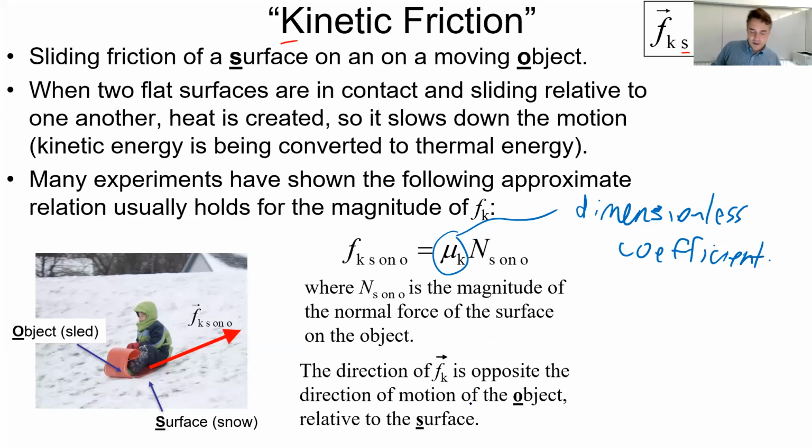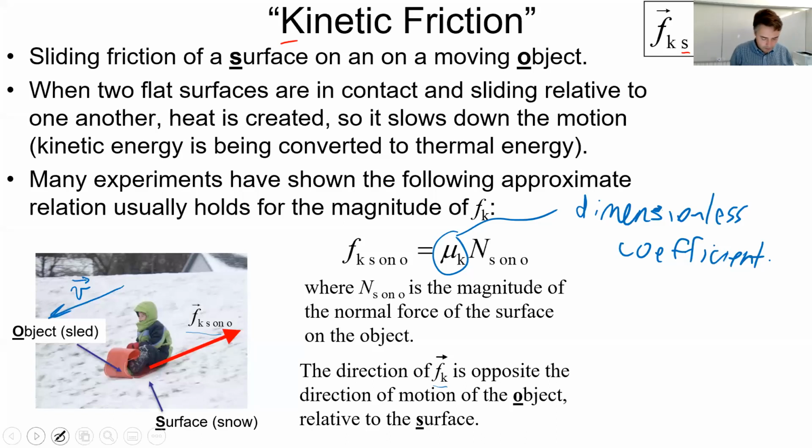These are relating the magnitudes. In order to find the direction of the kinetic friction, well, the direction of the kinetic friction is opposite the direction of motion of the object relative to the surface. For example, this kid is sliding this way down the hill. That's his velocity vector. And so the kinetic friction force on the sled is opposite the direction of the velocity vector. That's why it's slowing things down.